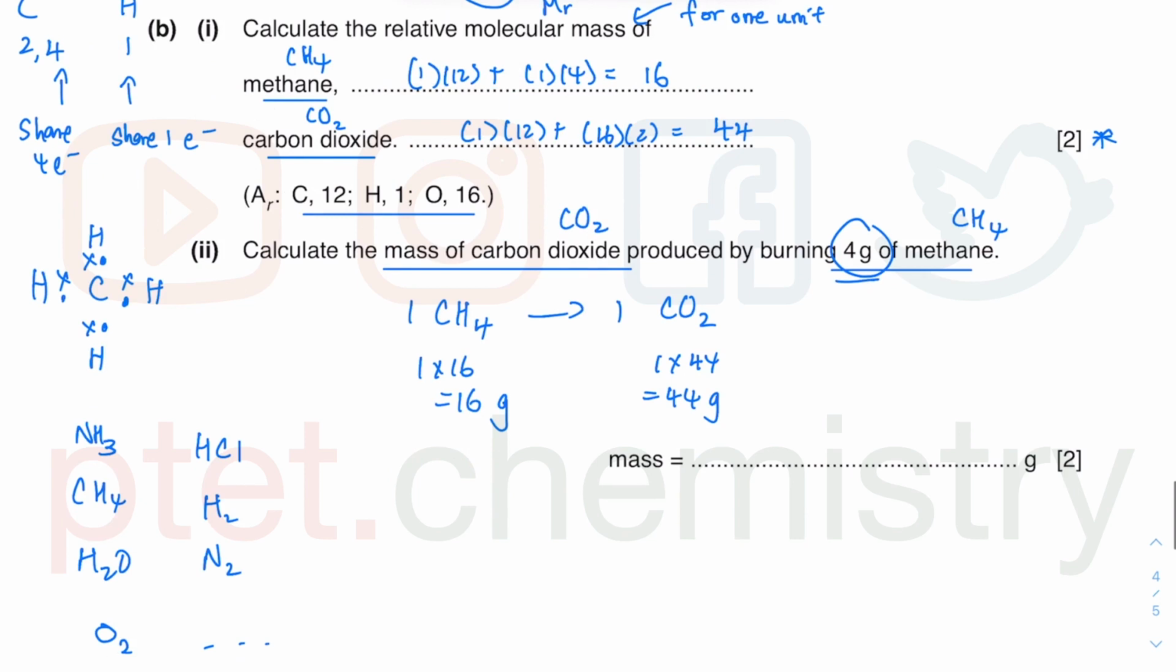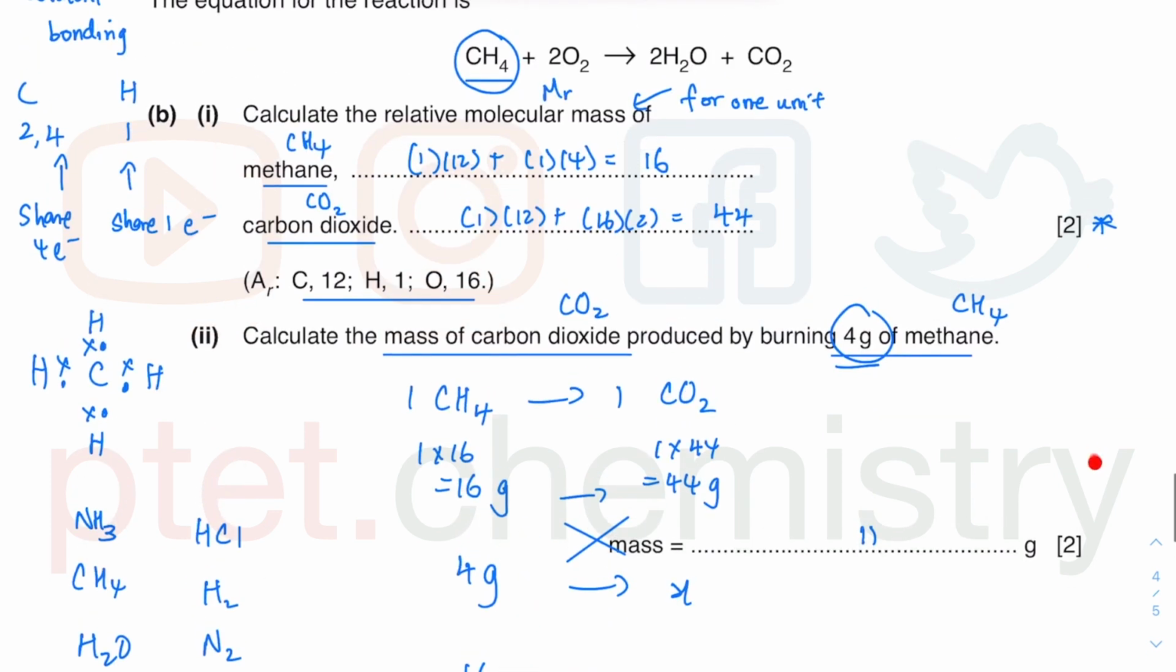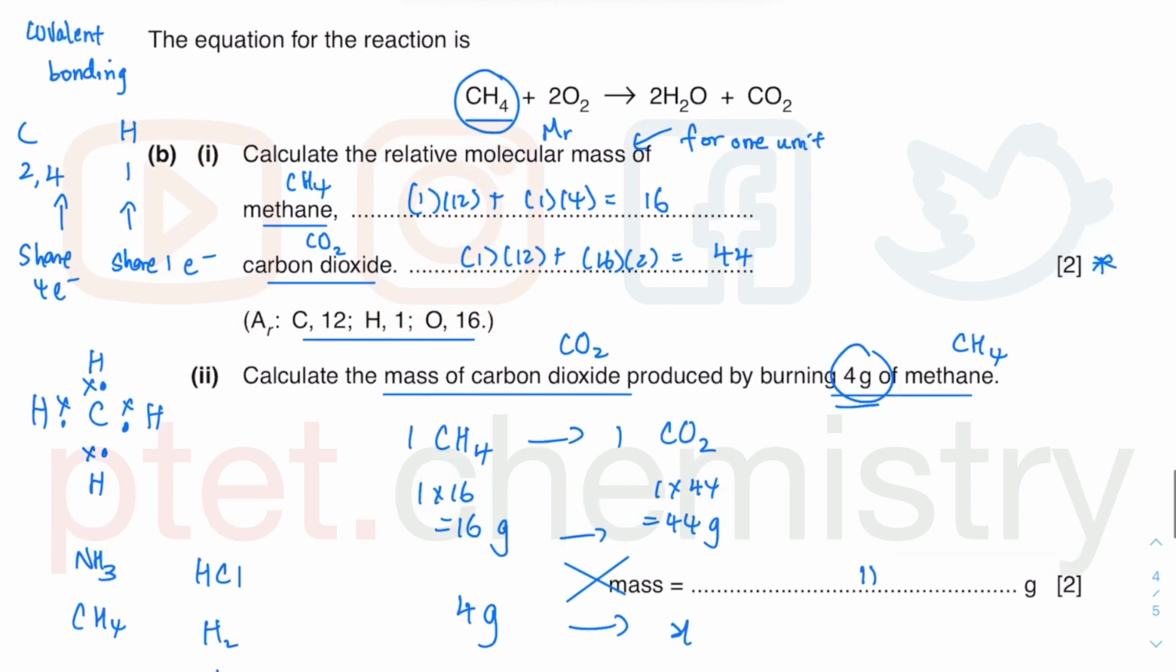Now I have 4 gram of methane. How many gram of CO2 do I get? I do cross multiply. So 16 times X equal to 44 times 4. Or you can do 4 times 44, it is the same story, okay? So I move the times 16 to the other side, and then I just press my calculator. I'll get 11 gram. As I mentioned, guaranteed 3 to 4 marks in a real O-level exam. No questions asked at all, provided you know what you're doing, okay?